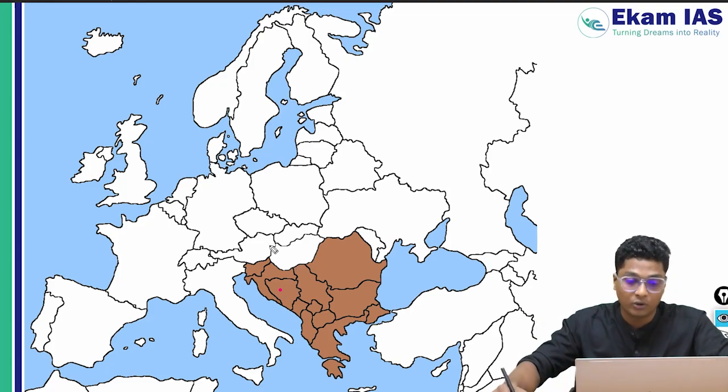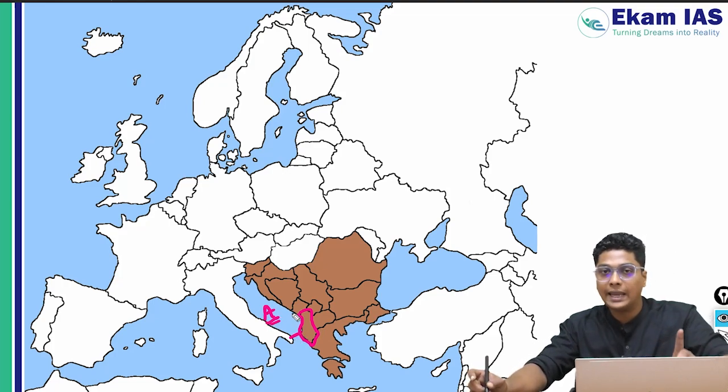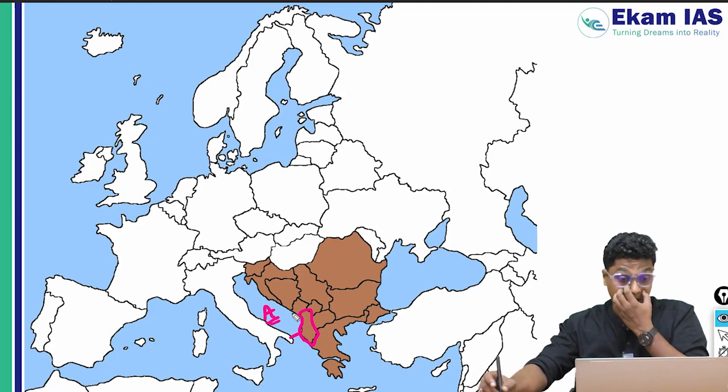Bosnia and Herzegovina. I'll show you the image later as well. So this is Bosnia and Herzegovina, right? Next one, Montenegro. This small portion is Montenegro, right? Another one is Albania. This is Albania. Now, up to Albania, here we have the Adriatic Sea. So, Albania, Adriatic Sea, remember it that way, right?